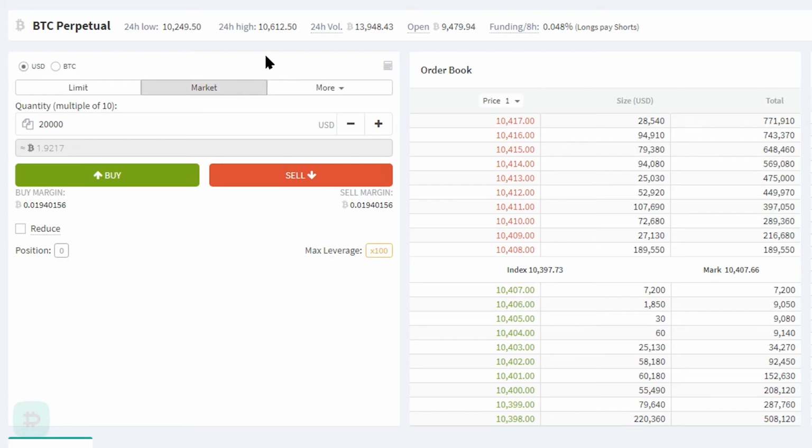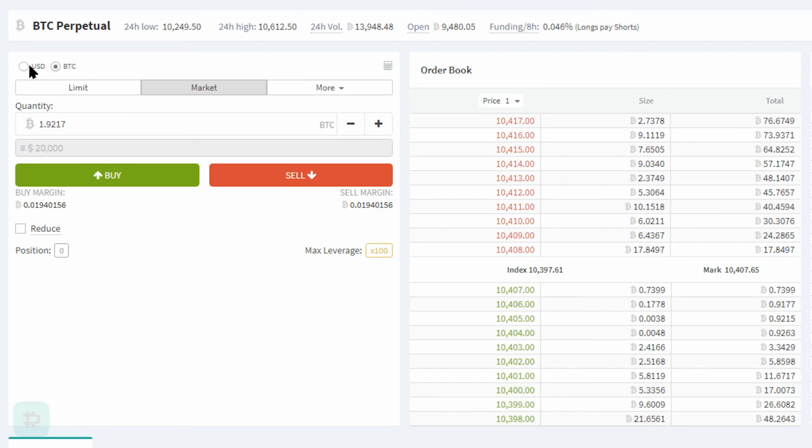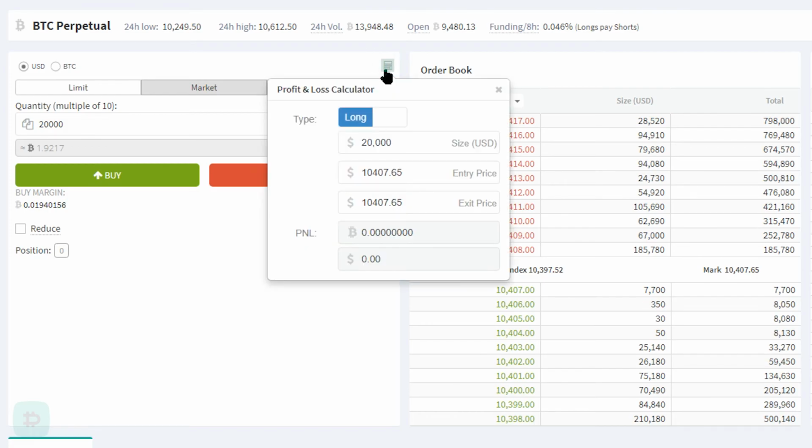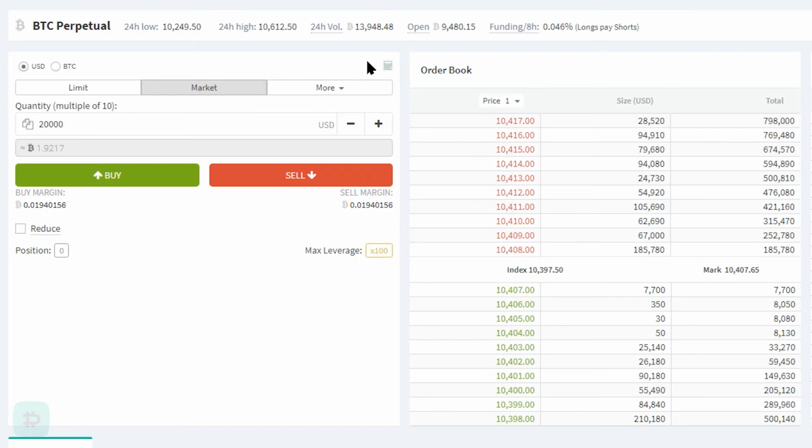This is the market order form for the BTC perpetual contract. There are of course many of the same features as the limit order form, but some of the items are gone as this order will be executed immediately. However, the order form is largely similar to the limit order form. Here you can choose whether or not you'd like to select your position size in USD or BTC, the profit and loss calculator in the top right, the order type, and the quantity field, represented in dollars.